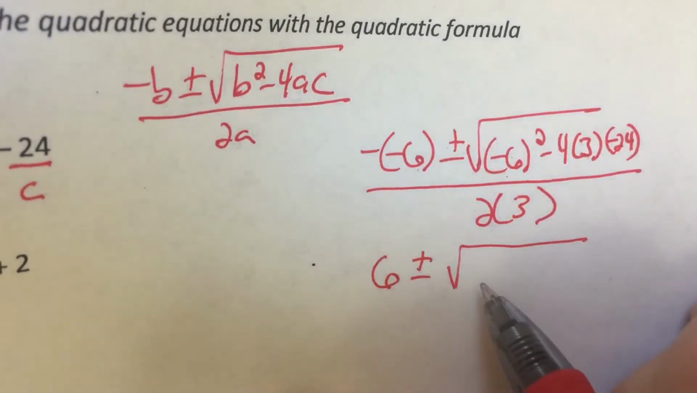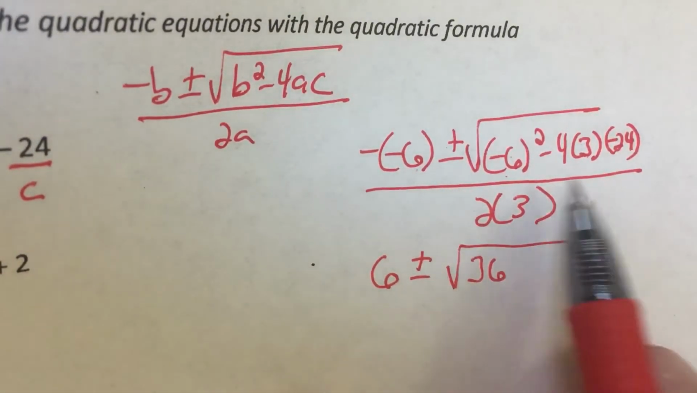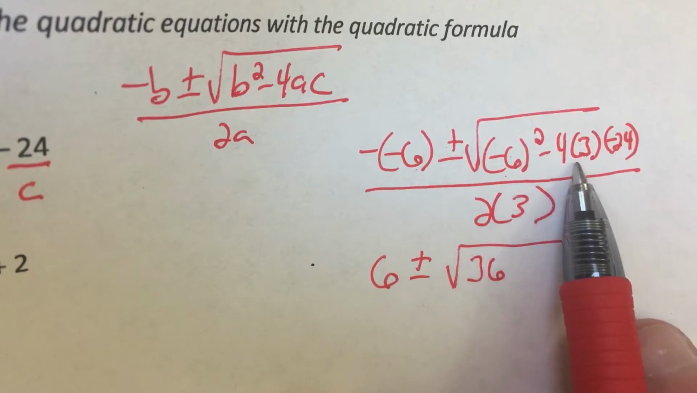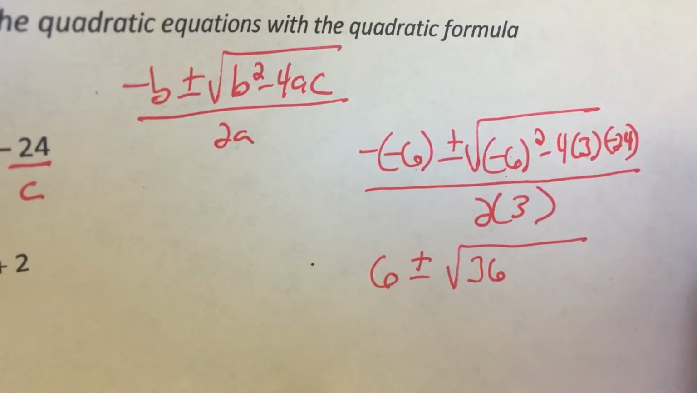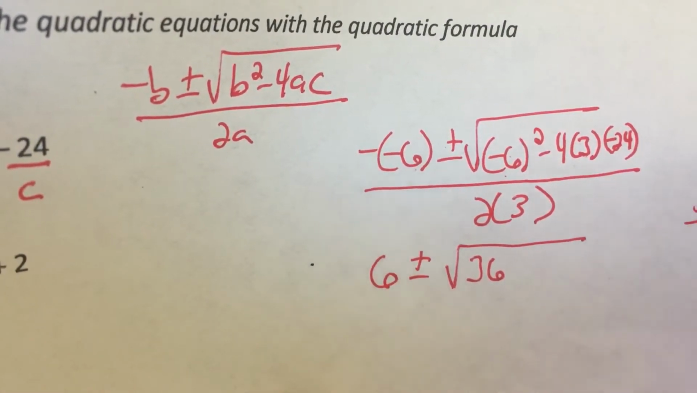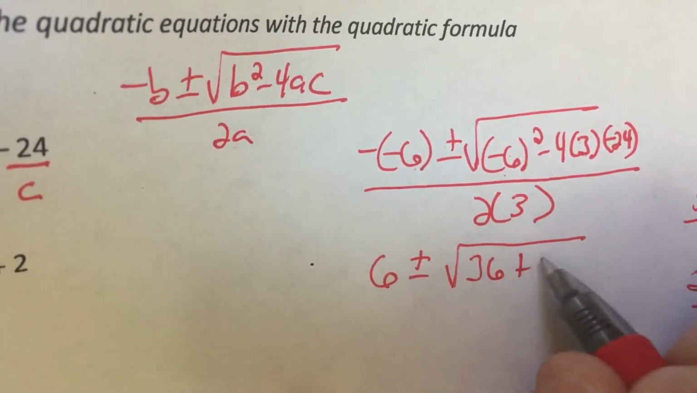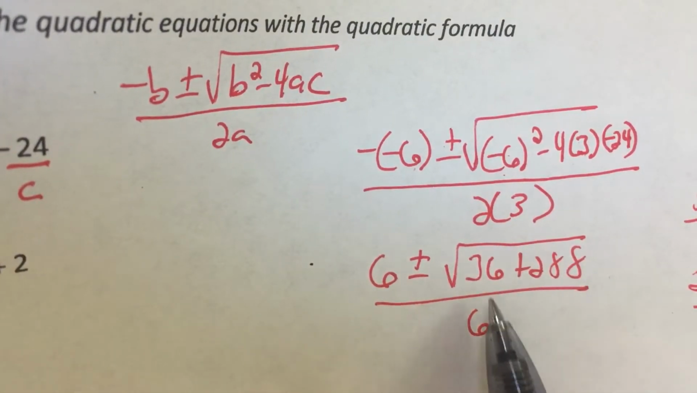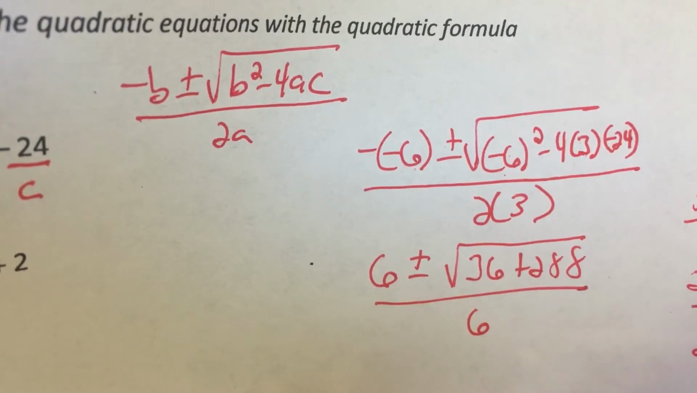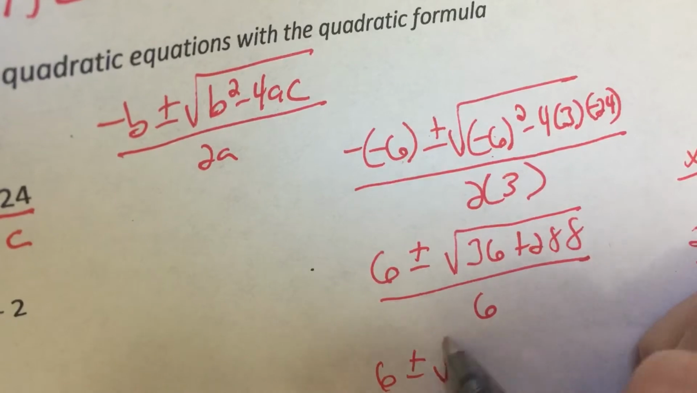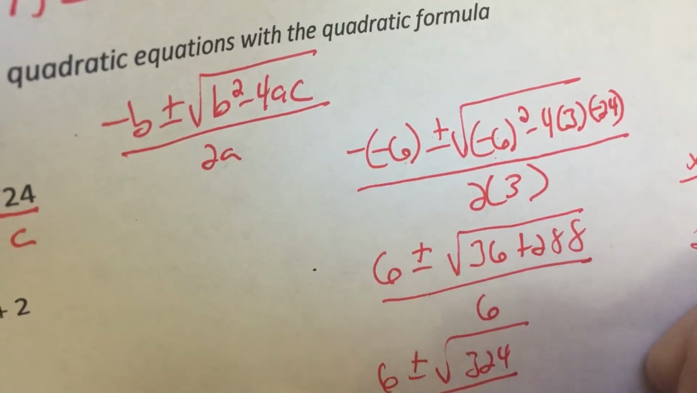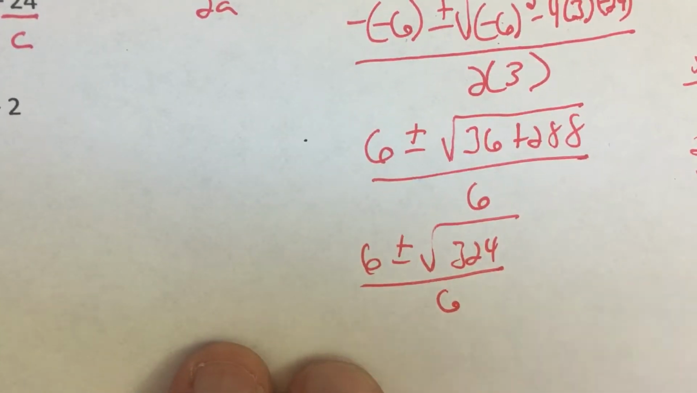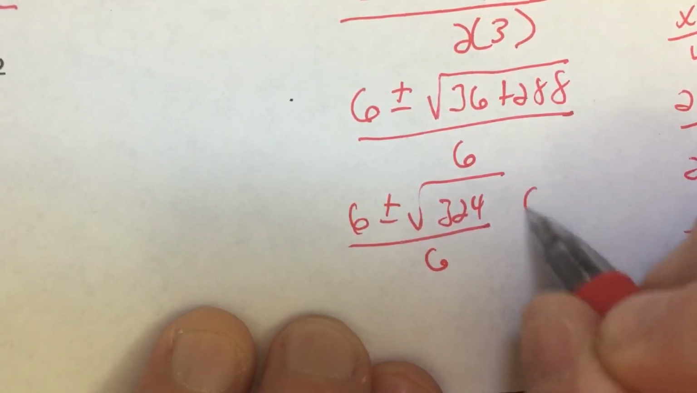Negative 6 to the second power is 36. Here we're going to get a very large number. It's negative 4 times 3 times negative 24, which would be 24 times 12. Just doing some calculations here. And I get 288. 36 plus 288 all over 6 is 324. The square root of 324, if you typed it on a calculator, happens to be 18.